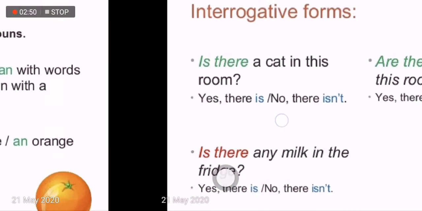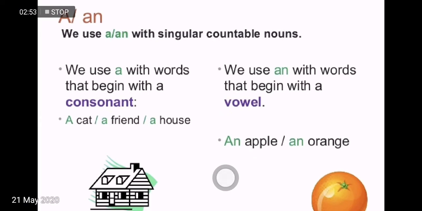And I guess that we talked about articles in English in great detail, and here's a small note for you on how to use indefinite articles. We use a with singular countable nouns. We use a with words that begin with a consonant sound. For example, a cat, a friend, a house, a teacher. We use an with words that begin with a vowel sound. For example, an apple, an orange, an engineer.